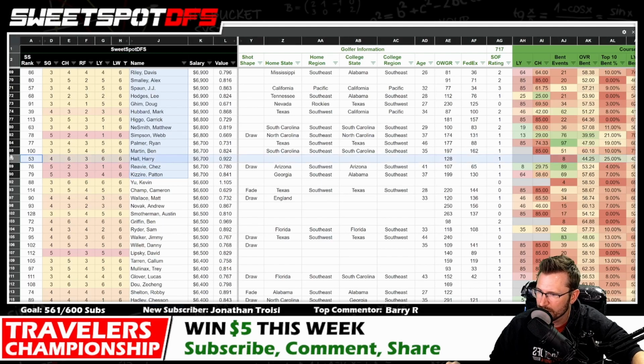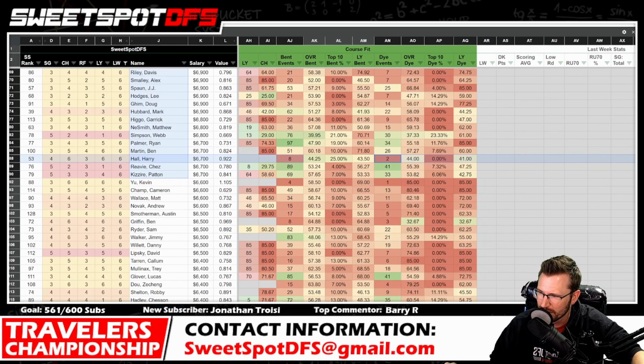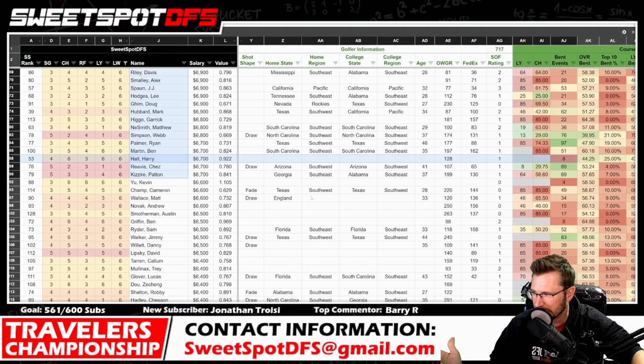Harry Hall still has a pretty good bent grass profile. 25% success rate, finishing top 10 at bent grass golf courses. I don't know. Probably not. Yeah, I don't know what to do with a lot of this.